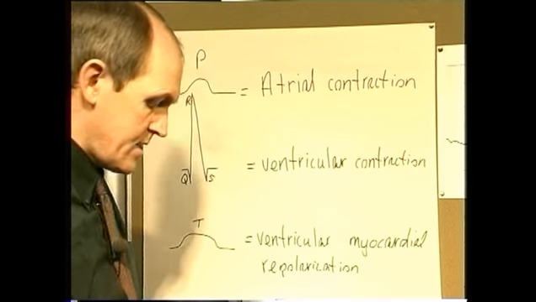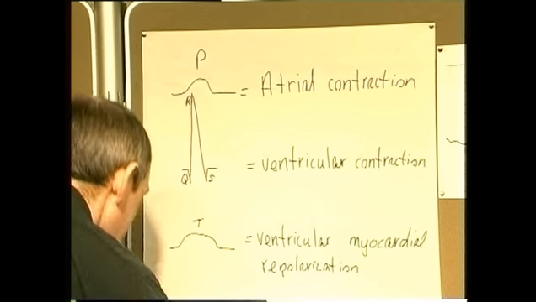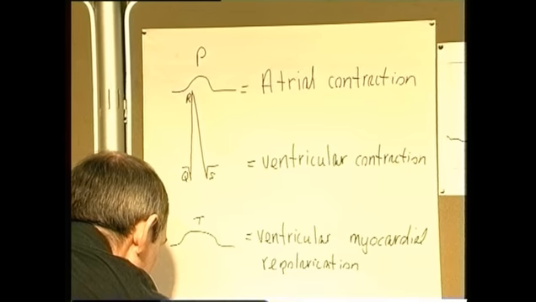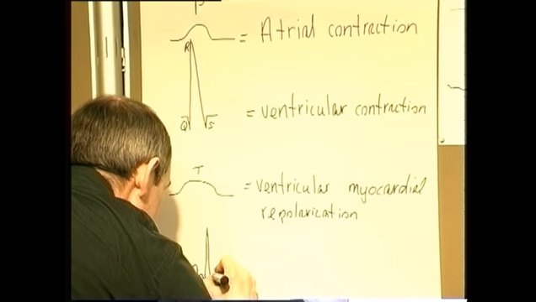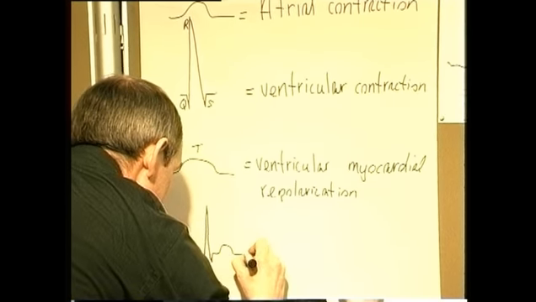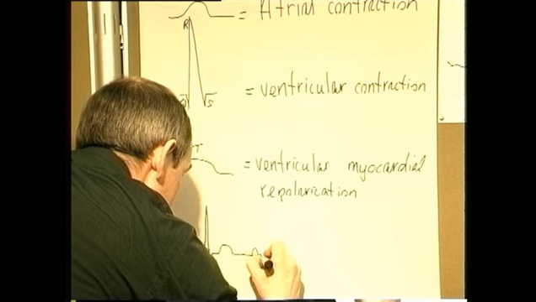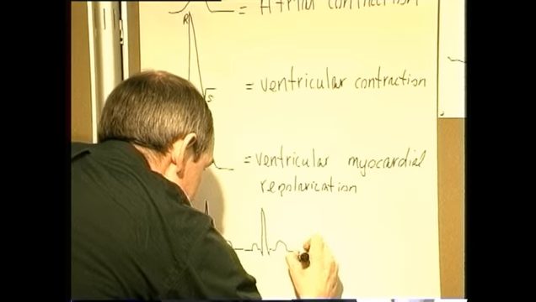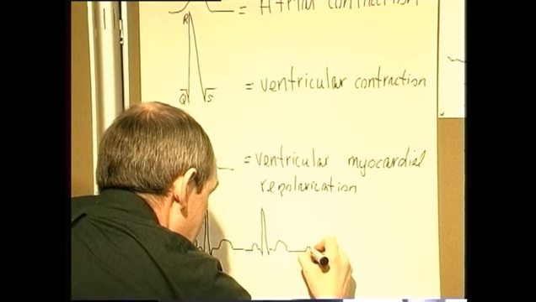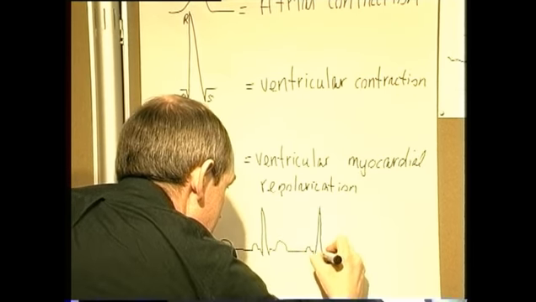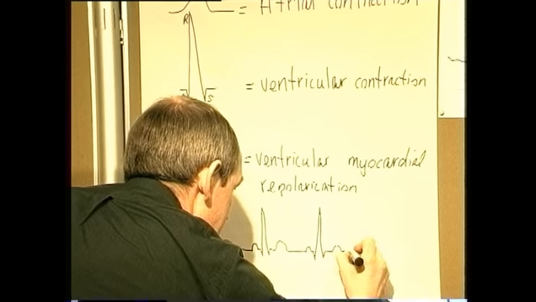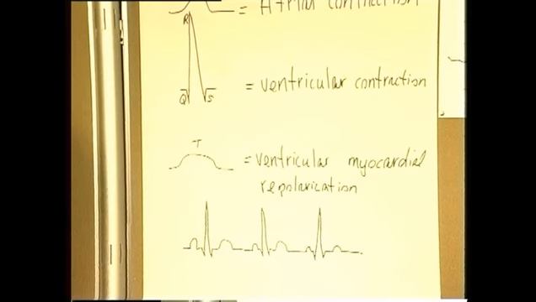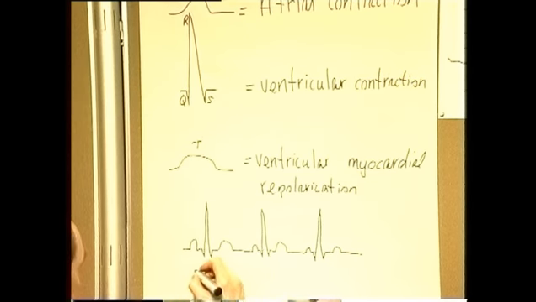PQRST. Let's draw one together now, or try and draw one together. So we've got a P, followed by a QRS, followed by a T, little rest, P, followed by a QRS, followed by a T. It's quite hard drawing these really. P, QRS, followed by a T. Anyway, I think you get the idea. It's not a perfect drawing. And this we refer to as a sinus rhythm.